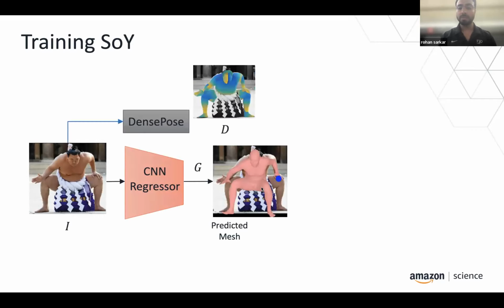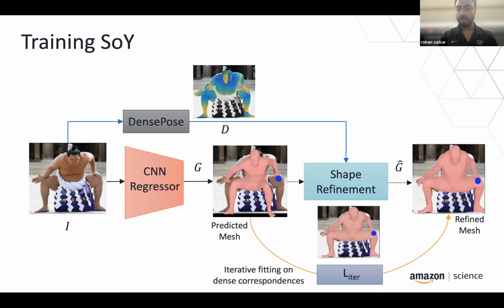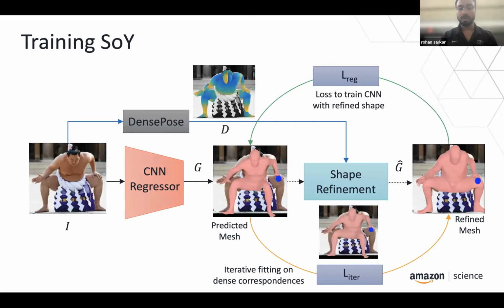We then get the DensePose D, and we input the predicted mesh and the DensePose to our shape refinement module. The shape refinement module iteratively fits the predicted mesh to the dense correspondences using the iterative loss function, as you can see in the animation below. And then we take the final refined shape and use that to train the CNN regressor in the next epoch using another loss, L regression.